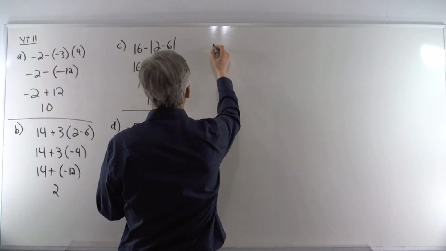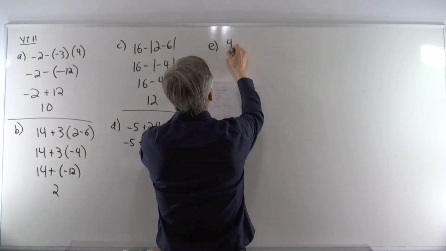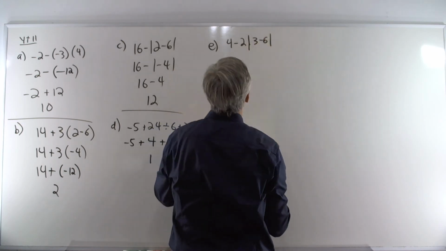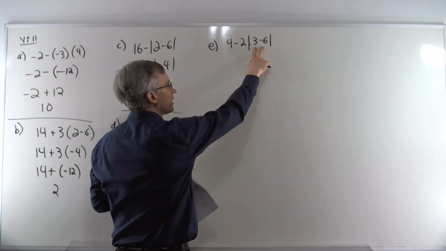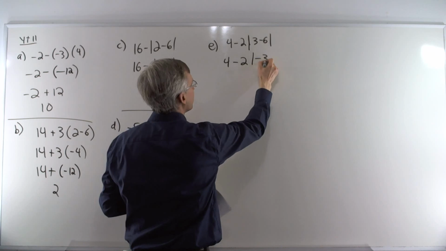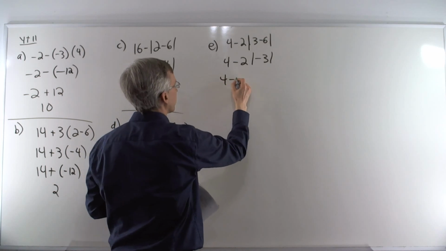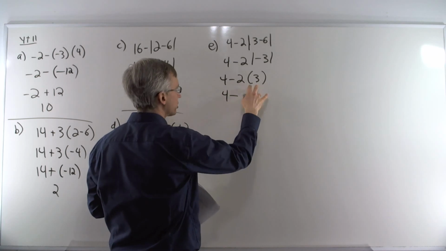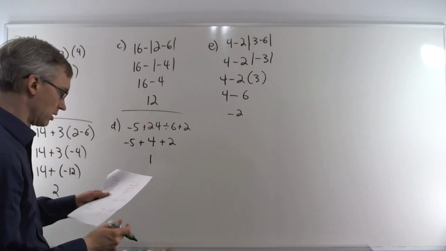Part E. Four minus 2 times the absolute value of 3 minus 6. Start within the absolute value bars and evaluate this first. 4 minus 2 times the absolute value of negative 3. Absolute value of negative 3 is positive 3, so this turns into 4 minus 2 times positive 3. Now we'll do the multiplication, 4 minus 6, and negative 2 for part E. F.